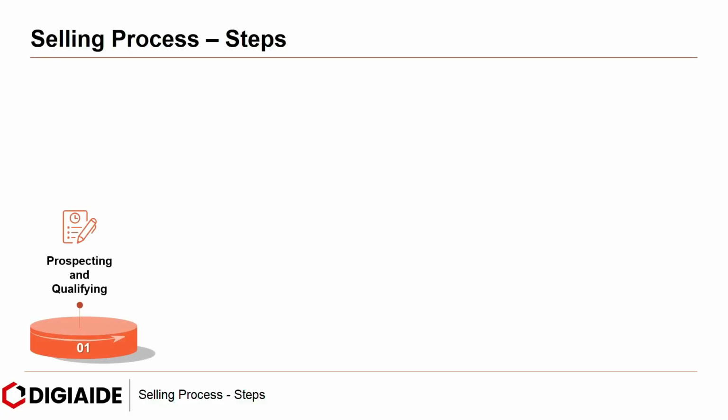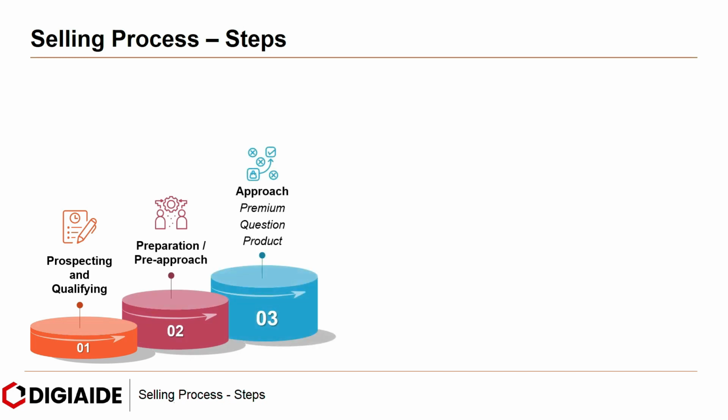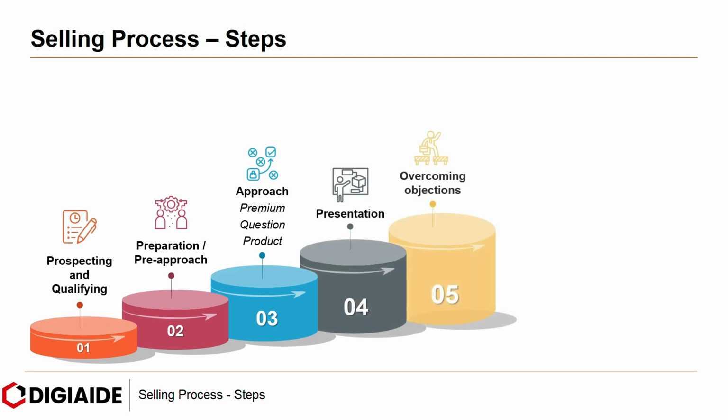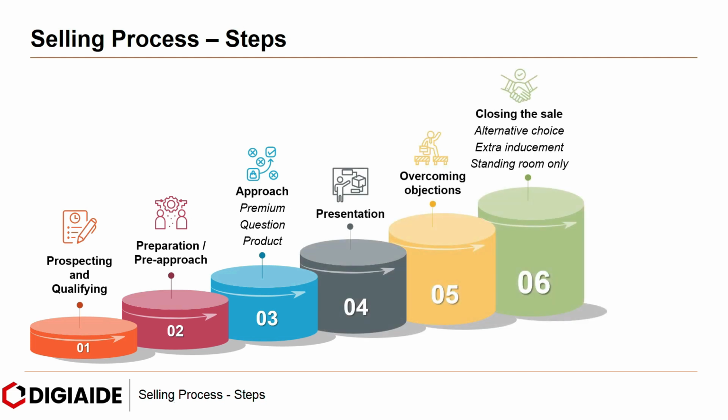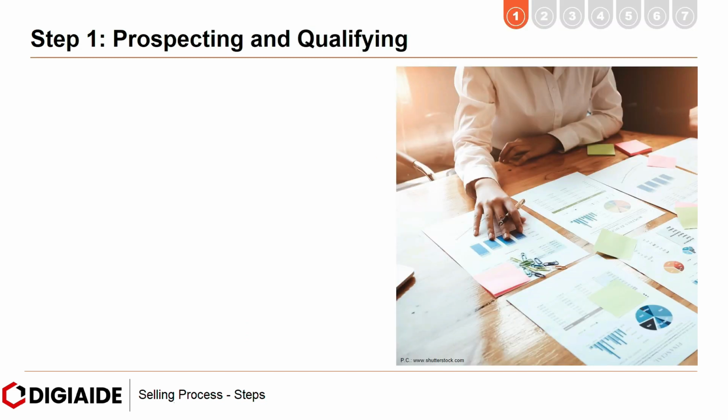First, prospecting and qualifying. Second, preparation/pre-approach. Third, approach. Fourth, presentation. Fifth, overcoming objections. Sixth, closing the sale. And finally, follow-up. Now let's look at each one of them in detail, starting with prospecting and qualifying.